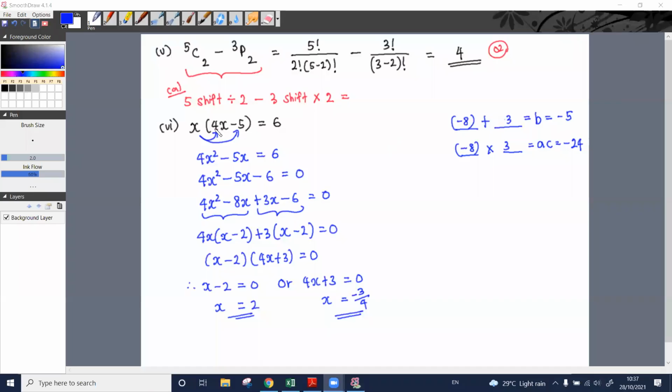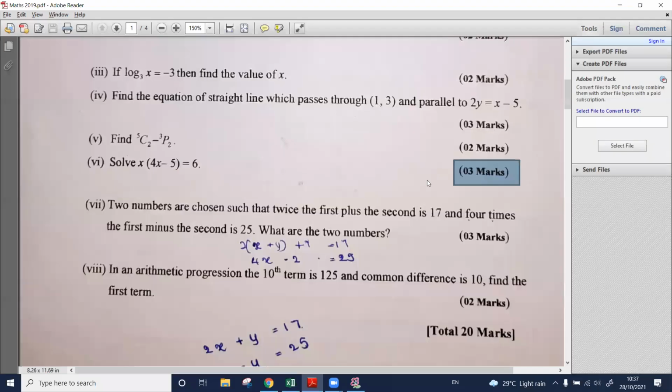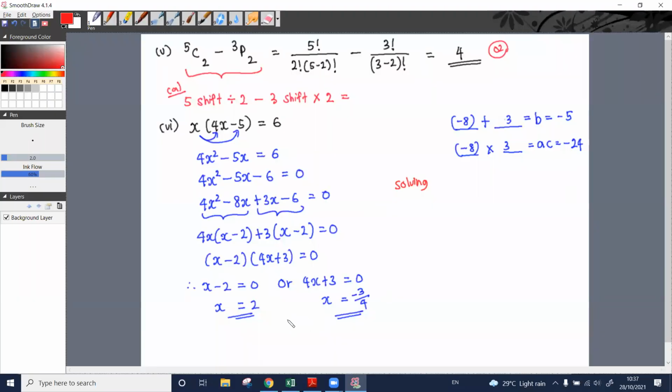So you can check whether you have got the correct answer using the calc. Solving, and if you got this correct, how many marks? Yes, 3 marks. Right? If you got both these correct, please give 3 marks.